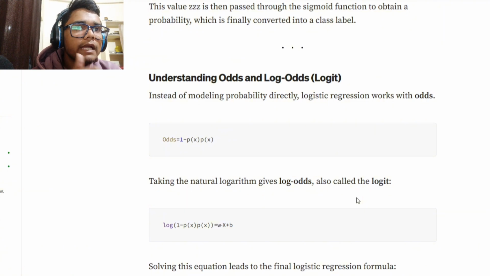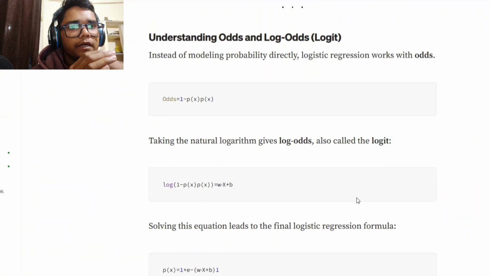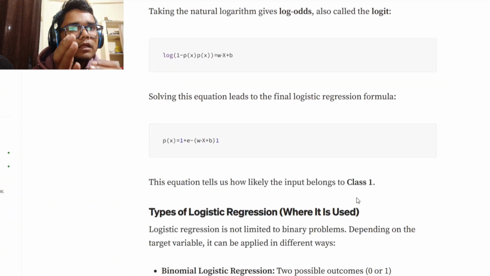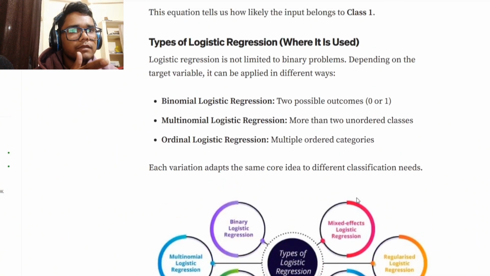Let's see the understanding of odds and log odds. Instead of modeling probability directly, logistic regression works with odds. Taking the natural logarithm gives the log odds, also called the logit. Its equation is log of p(x) over 1 minus p(x) equals w dot x plus b.